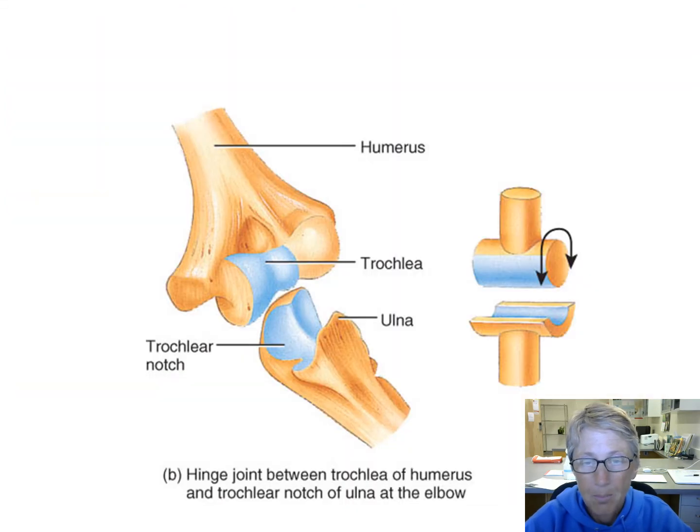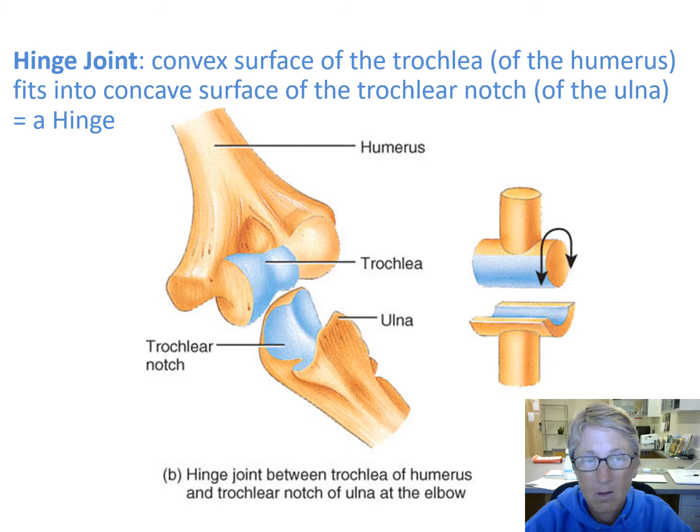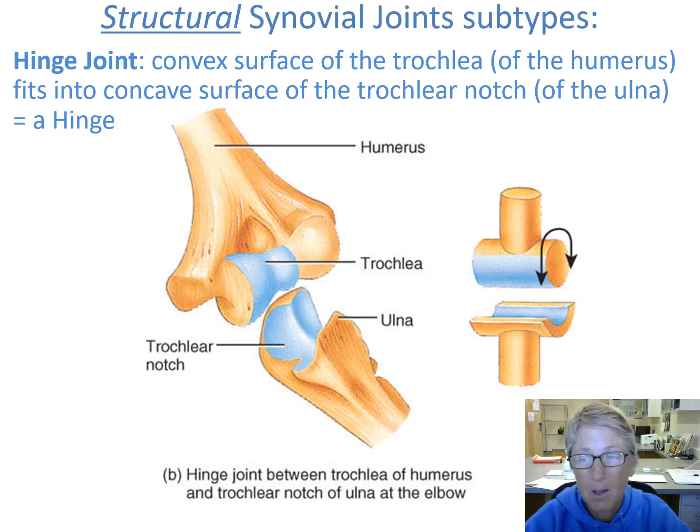And I have a better cartoon of this, so that it's a hinge joint at the elbow joint. So here's the humerus, here's the trochlea. This is the convex surface of the trochlea of the humerus, which fits into the concave surface of the trochlear notch of the ulna. It's a hinge joint, so it's a subtype of synovial joint.